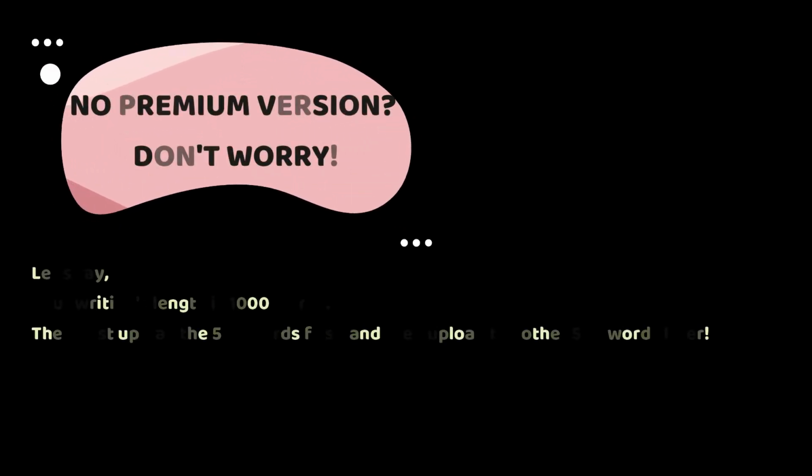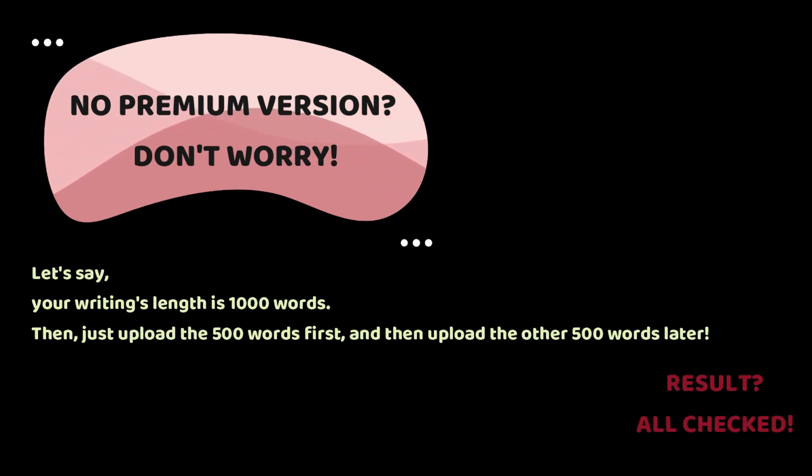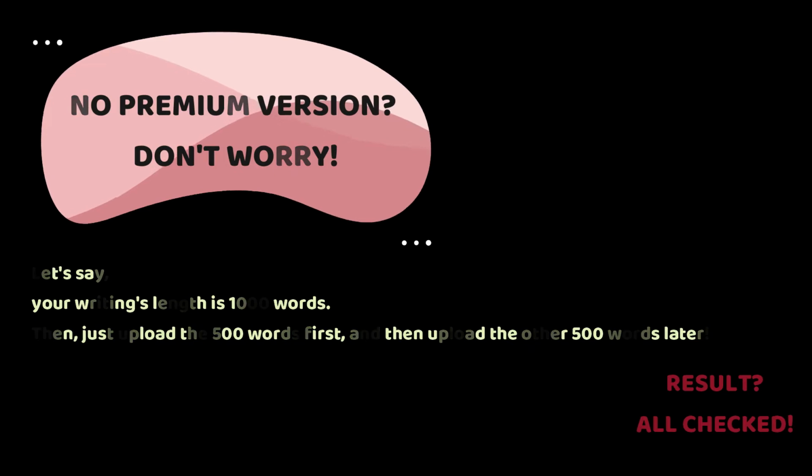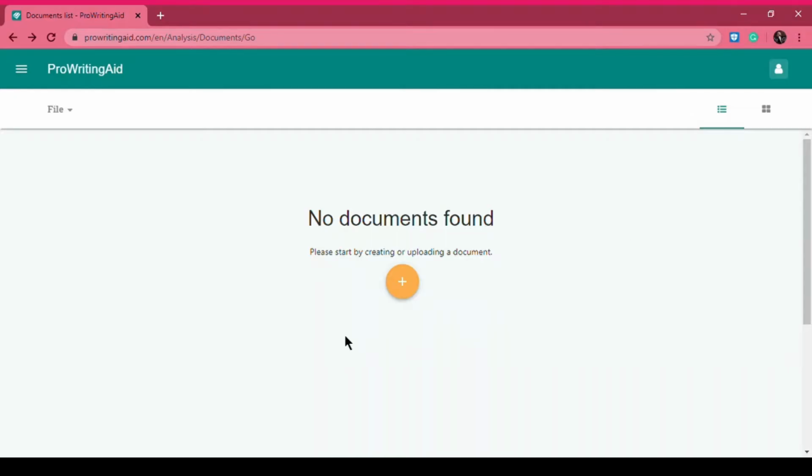But here's a trick: if you don't want to buy the premium version but still want to check all your documents that contain more than 500 words, let's say your writing is 1000 words, then just copy the first 500 words and then copy the other 500 words later. How to use?